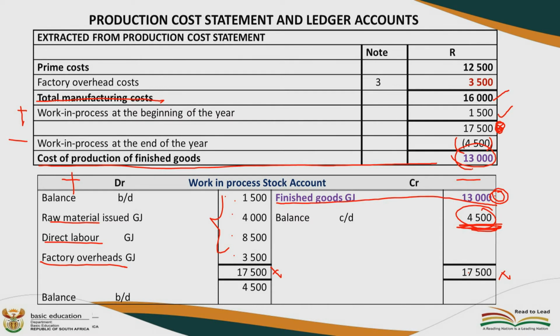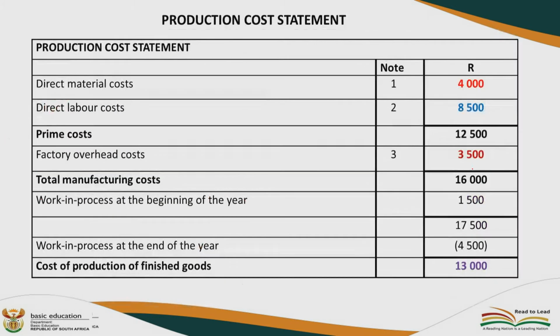All right. I know right now in your minds you're thinking, can I see this now on one form? Okay? Here is how it will appear now when it's all complete. Your production cost statement starts with your direct materials, direct labor, and you add them, you get prime cost. And then you bring your factory overheads, you get total manufacturing cost. And then you add your work in process at the beginning, and then you have 17.5. You then come and you subtract your work in process at the end. Boys and girls, you have the cost of production of your finished goods.